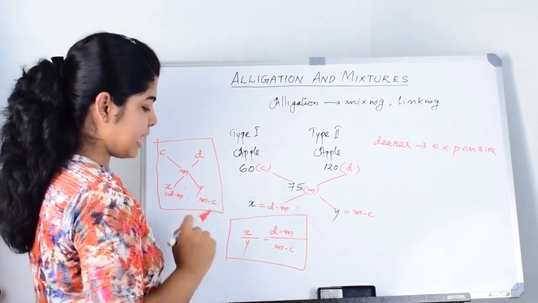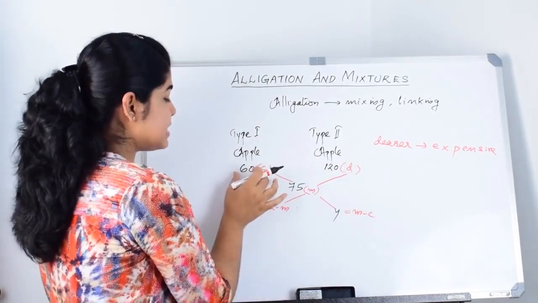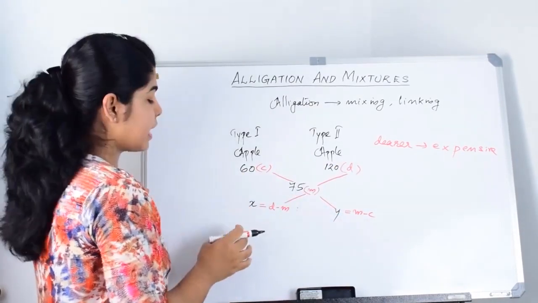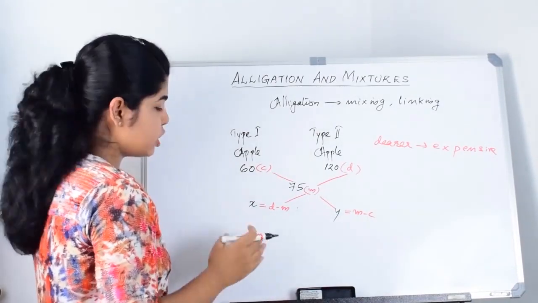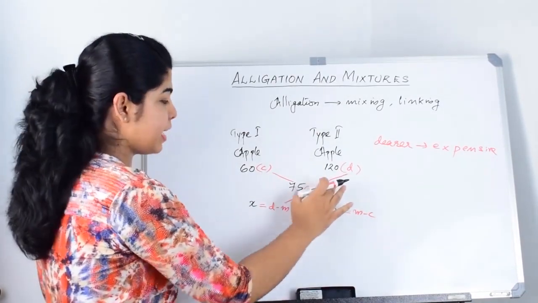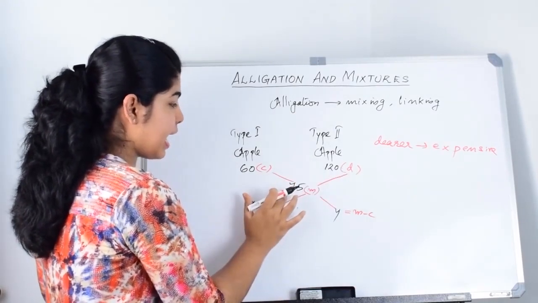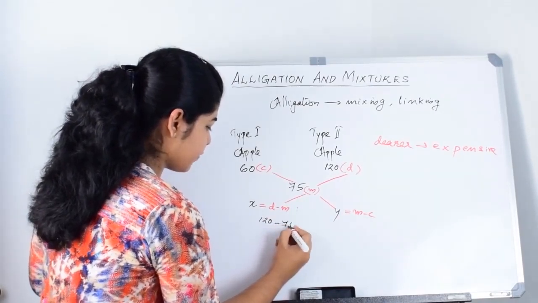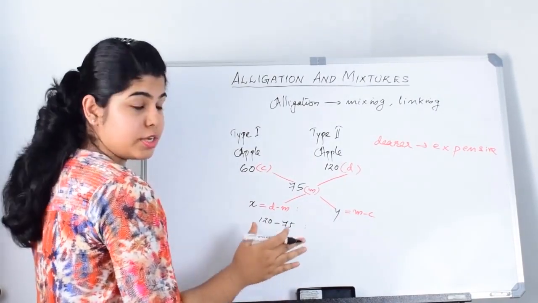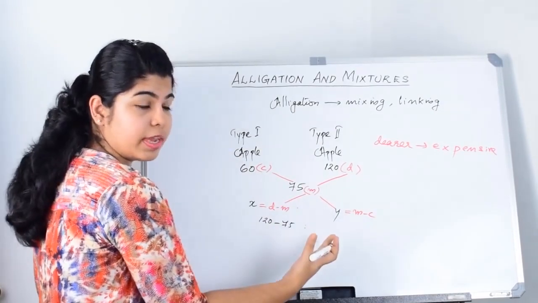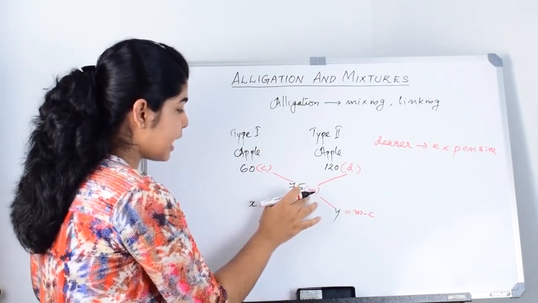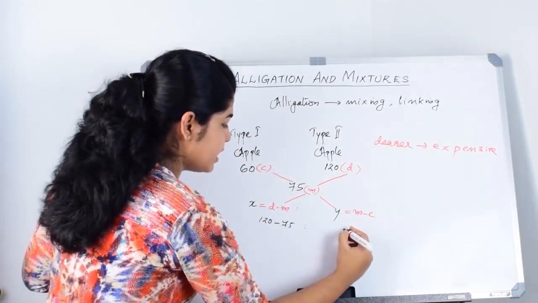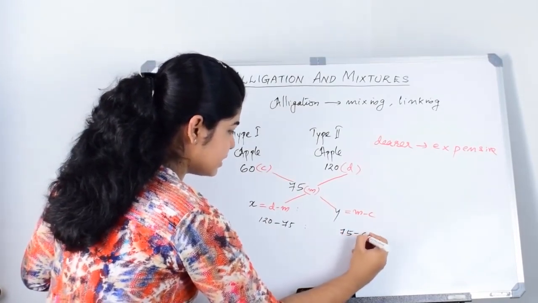Now let us solve our example. Here it is given that C is 60, D is 120 and M is 75. You need to find x is to y. So what is the value of x? To find the value of x, you need to find D minus M. Here D is 120 and M is 75. So 120 minus 75 is the value of x. Now you need to find the value of y. To find the value of y, you need to calculate m minus c. Here m is 75 and c is 60. So y is equal to 75 minus 60.